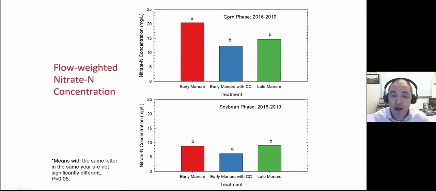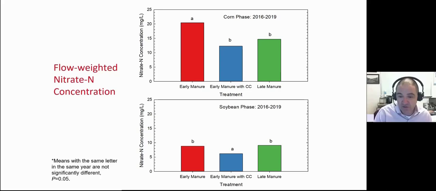So if we apply the manure early in the fall, you can see over that 2016 to 2019 period, the annual nitrate concentration was about 20 versus about 12 to 13 if we did early manure with a winter cereal rye cover crop or the later manure. So this was a study to look at, if we increase nitrate concentration and loss with early manure application, can we mitigate that risk with a winter cereal rye cover crop? And we were effectively able to do that. If you look at this top pane, we reduced that concentration from 20 down to about 12 or 13. And if we applied it later in the fall, it went from 12 to about 14.